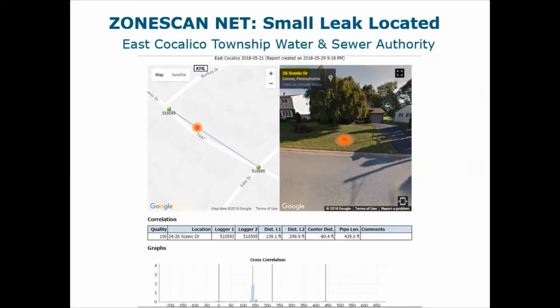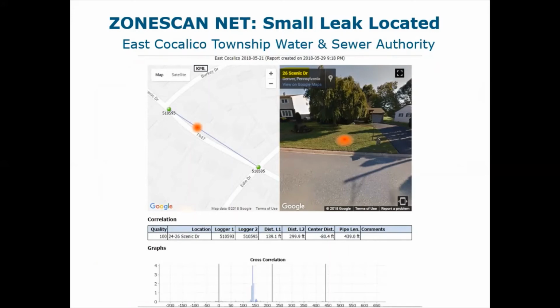They had trouble trying to find a leak. It was not generating a loud leak sound, so it was very difficult for a ground mic to pick this up. But surely enough, with the 820 zone scan correlating loggers using the high frequency ranges that they look for, they were able to find the leak for them rather quickly.